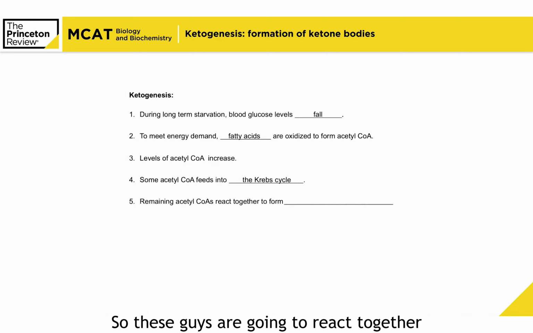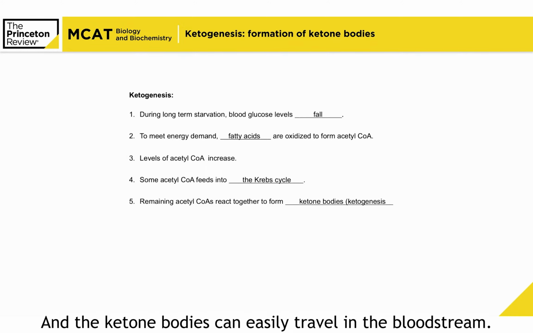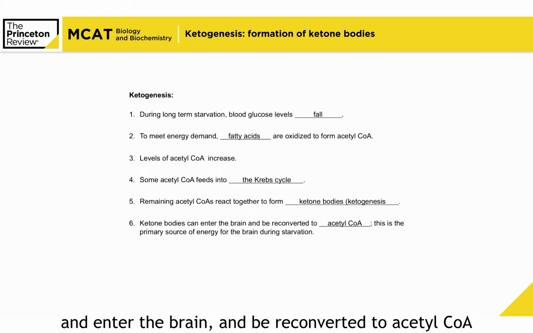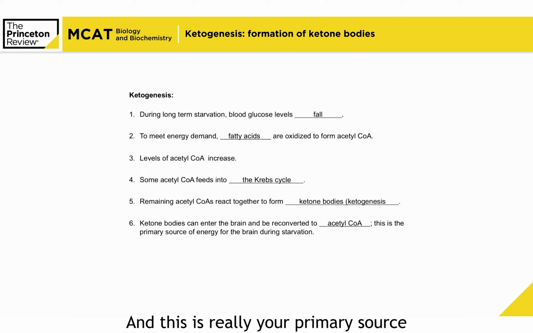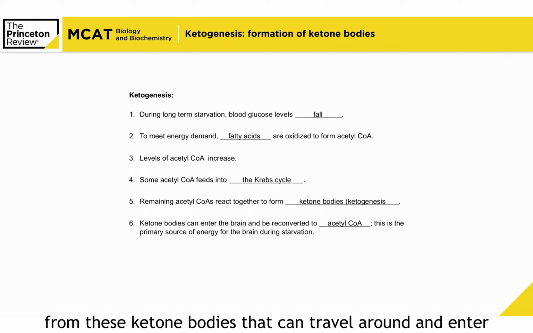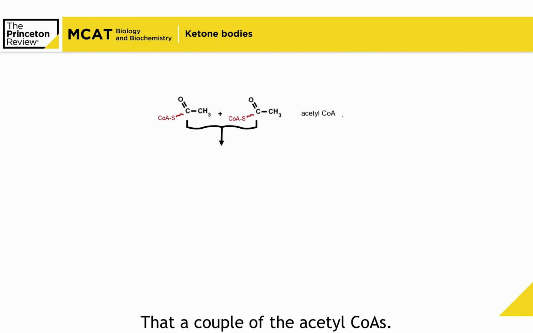So these guys are going to react together to form what we call the ketone bodies. And this is ketogenesis, and the ketone bodies can easily travel in the bloodstream. And they can cross the blood-brain barrier and enter the brain and be reconverted to acetyl-CoA. And this is really your primary source of energy for the brain during starvation. The brain cannot do fatty acid breakdown, can't use fatty acids as fuels. It can really only use the acetyl-CoA, and it can use glucose. So if glucose is unavailable, it can get its acetyl-CoA from these ketone bodies that can travel around and enter the bloodstream.